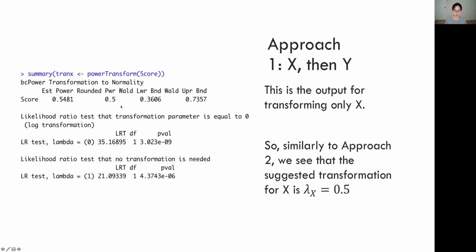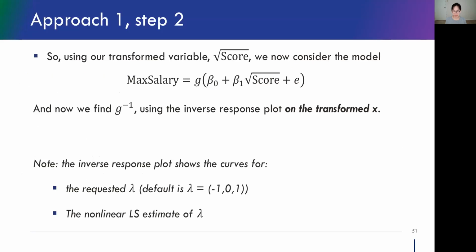This is showing the transformation for X, right? Again, it suggests lambda equal to 0.5, which is just a square root transformation for X. So lambda X equals 0.5, and once we transform this X, taking the square root of the score, we then need to find this g inverse. So we do the inverse response plot on the transformed X.